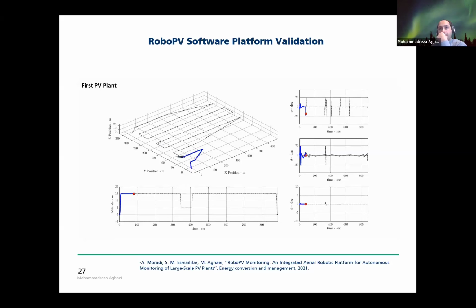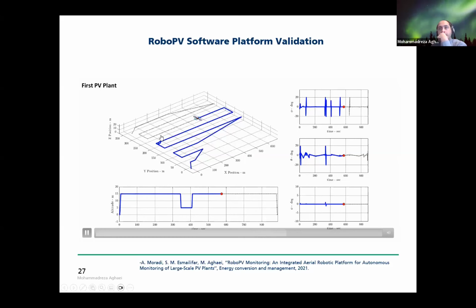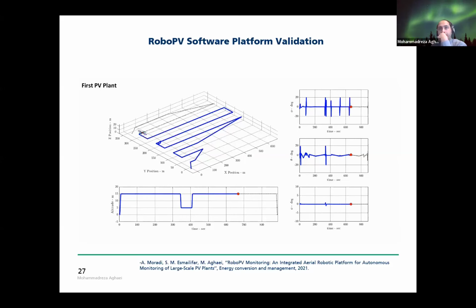So in this plant, the string is only affected by one fault, and you can see when the fault is detected by the UAV, the UAV maneuvers and tries to reduce the flight altitude to 5 meters above the ground, depending of course on the condition of the plant, and investigates accurately and detects the failures.